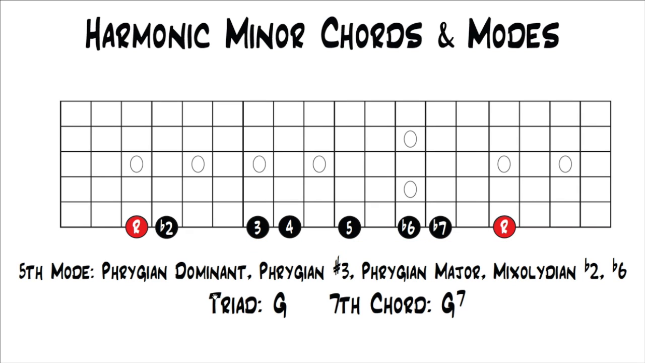And if you built the triad, you would get a major triad. If you built the 7th chord, you'd get a dominant 7. So in G, that'd be G major or G7. And this is used all the time to solo over 7th chords.